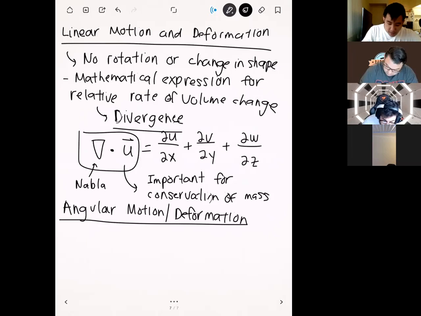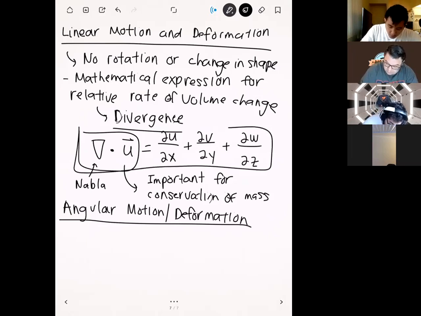Okay, so that's our mathematical operator for all the linear modes of motion. Okay, so we're gonna use the divergence for that. Okay, and so for angular motion and deformation, these describe a fluid's tendency to rotate or swirl.